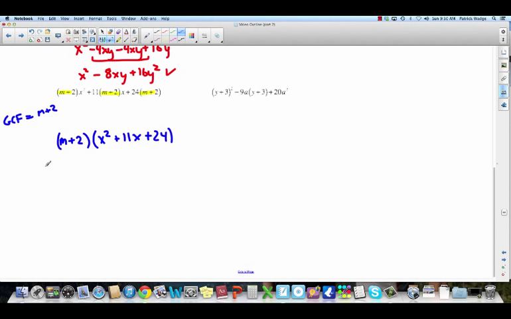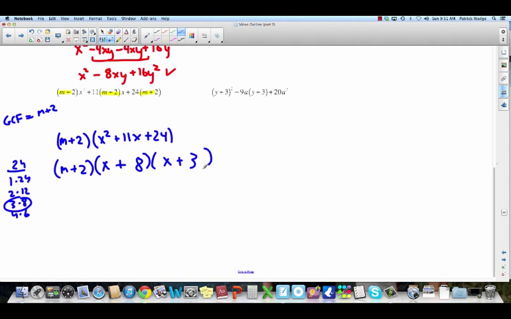So you're looking for two numbers that multiply to 24: 1 and 24, 2 and 12, 3 and 8, 4 and 6, and add to 11. Those ones. So we can do our brackets, x and x, big number first, small number second. Drag down the plus sign, positive times a positive equals a positive, and you still have this greatest common factor that comes along for the ride, and there's your answer right there. That one's not too bad.